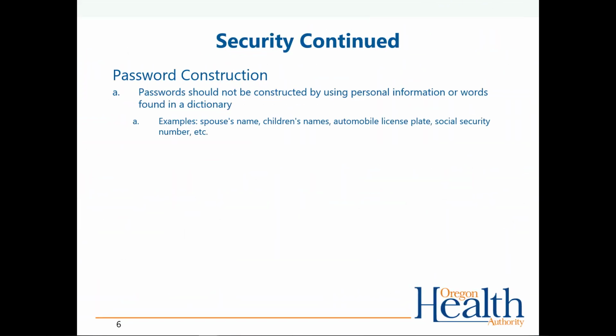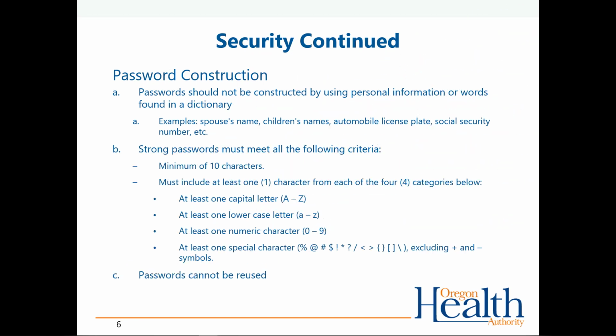Please choose a strong password and do not use personal information to construct it. Passwords require a minimum of 10 characters, at least one capital letter, at least one lowercase letter, at least one number, and at least one special character other than the plus and minus symbols. Past passwords cannot be reused.